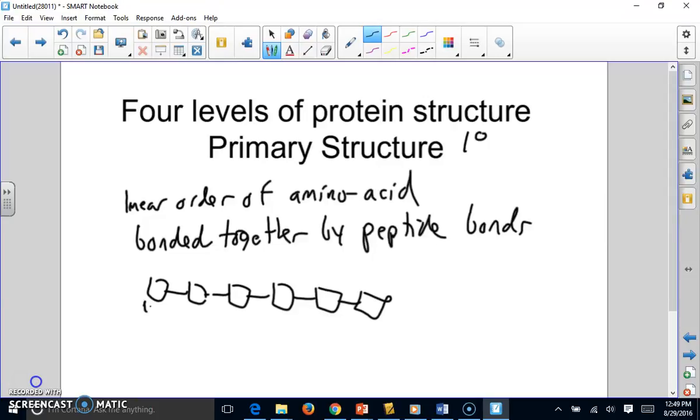This may be lysine, which is a positively charged amino acid. This could be proline. This could be glycine. These are all different amino acids, and so forth. And the order in which they're bonded together is their linear structure. They often refer to it as sort of like beads on a string. The order in which the amino acids are bonded together, but it's important that it's bonded together by peptide bonds.